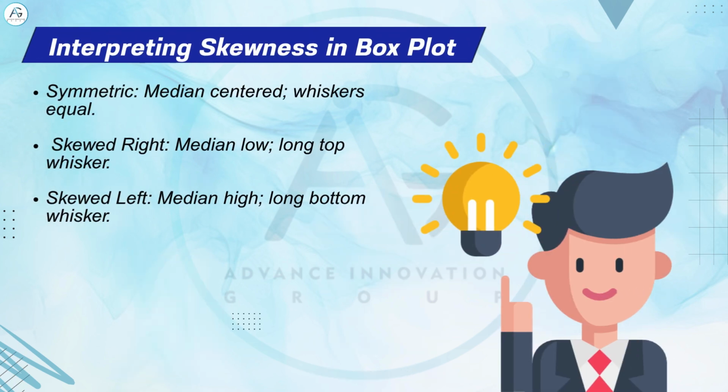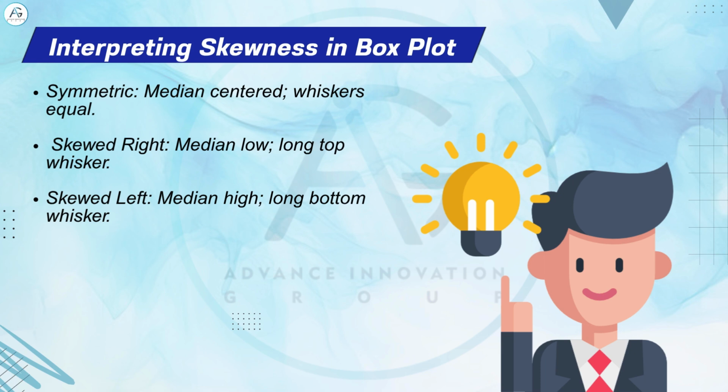Now let's look at how to interpret skewness in a box plot. This tells us about the shape of the data distribution. First, if the data is symmetric, you'll see the median line roughly centered within the box, and the whiskers are about the same length on both sides. This suggests that the data is evenly distributed around the median.